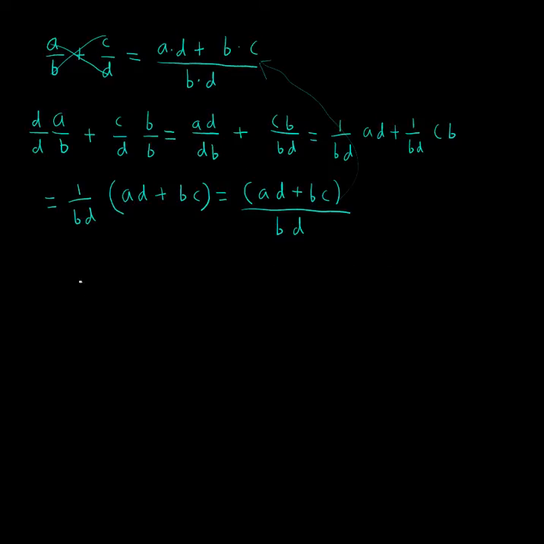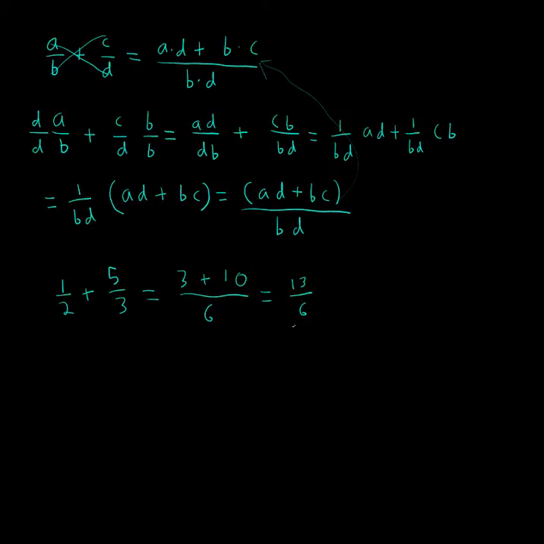So with that being said, let's work through an example. 1 half plus 5 thirds. So all we do is we do 1 times 3, so 3, plus 2 times 5, so 10, over 2 times 3, so 6. And so this will get us 13 sixths.